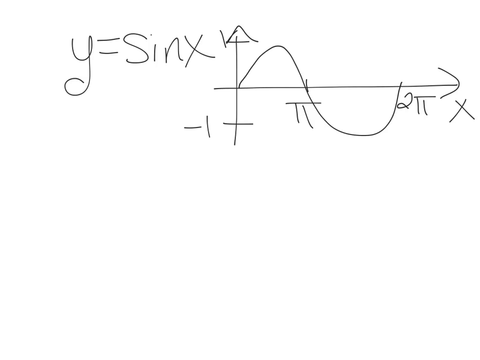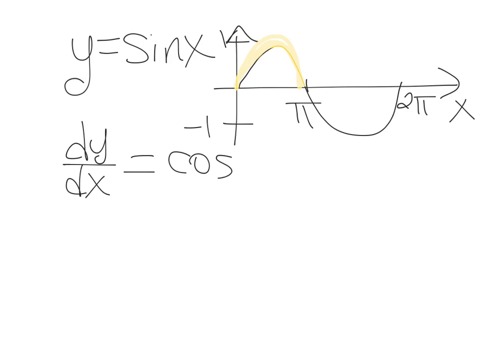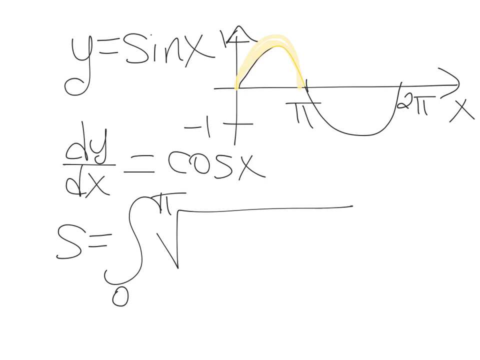So suppose we want to find the length of just this one little piece of arc, this one piece of the graph from 0 to pi. So let's just apply our formula that we had before. We have to find the derivative, dy dx. The derivative of sine x is, that's right, cos x. So the arc length is going to be the integral from 0 to pi of the square root of 1 plus cos squared x dx.